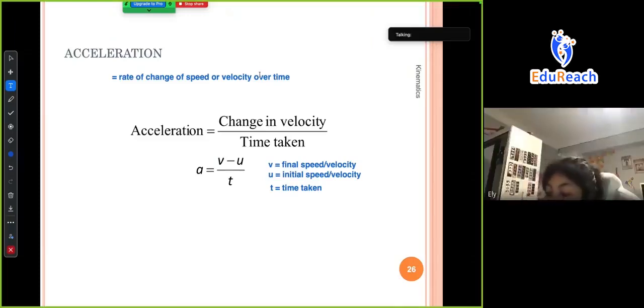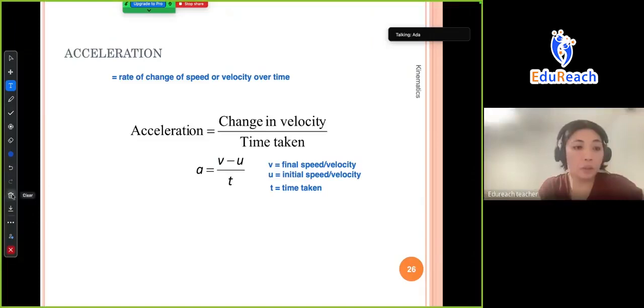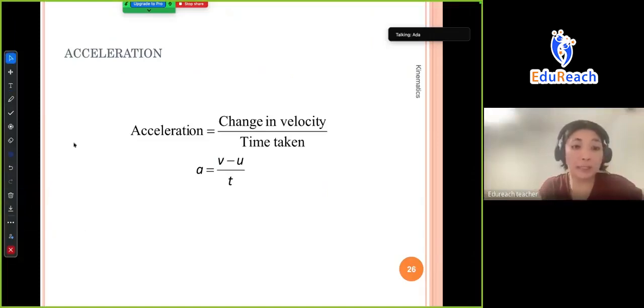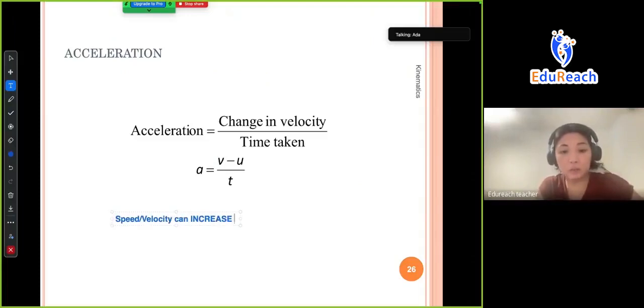Okay, so this is the formula of how to calculate the acceleration. Now, I want you to also know this, and one last thing to write down before we move on to this slide. The speed can increase or decrease. So it can speed up or it can slow down.